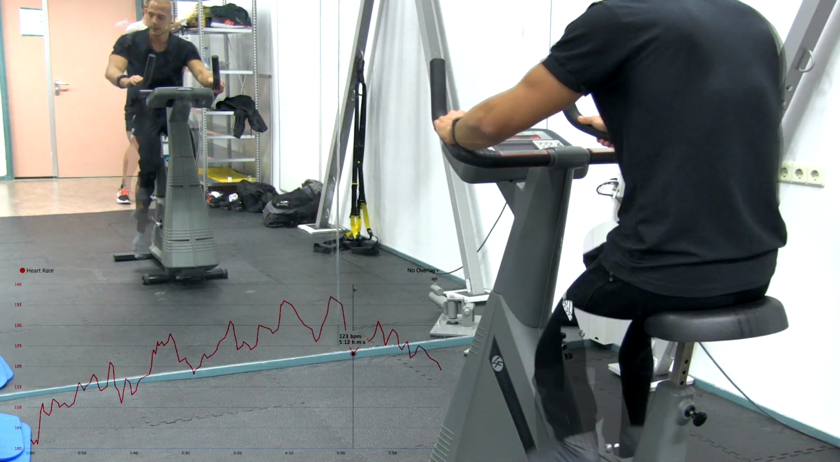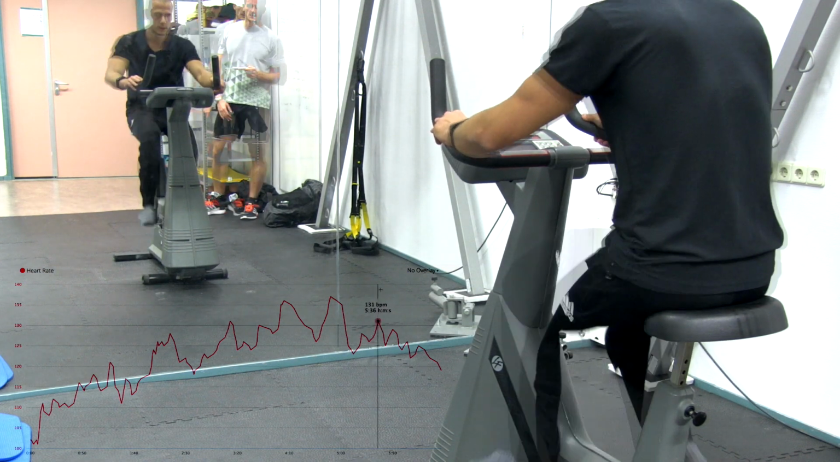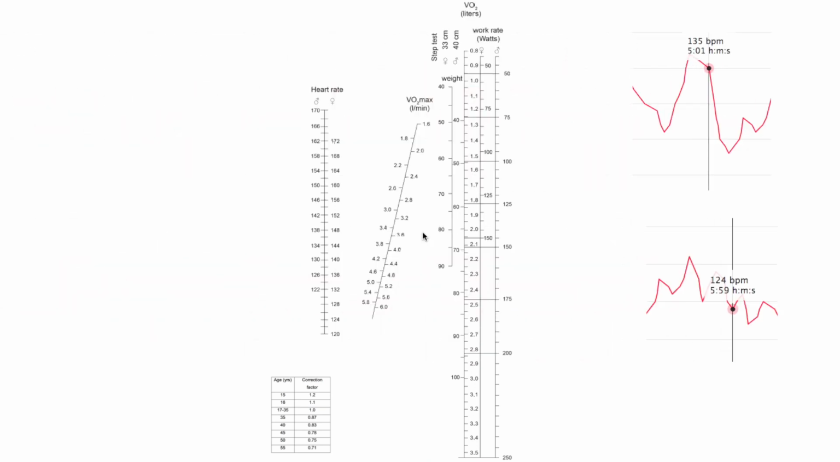Motivate the patient during the test so that they complete the full 6 minutes. A cool down at low wattage is done for 1 minute after the test. Before you can calculate the VO2 max, you have to take the average heart rate of minutes 5 and 6. In our case, that's 135 plus 125 divided by 2, which is 130.